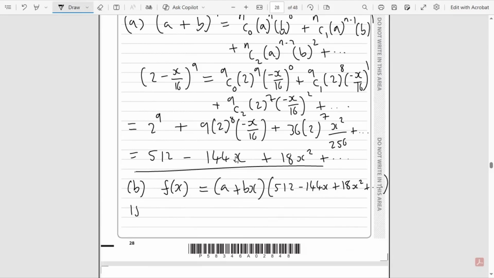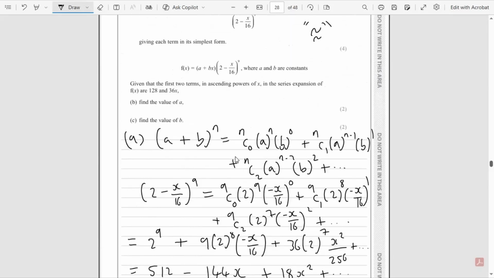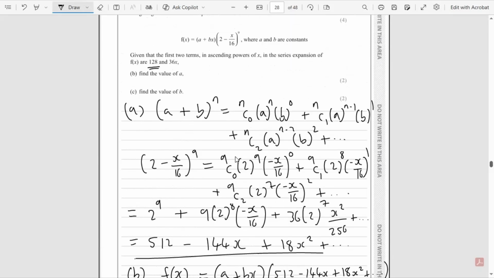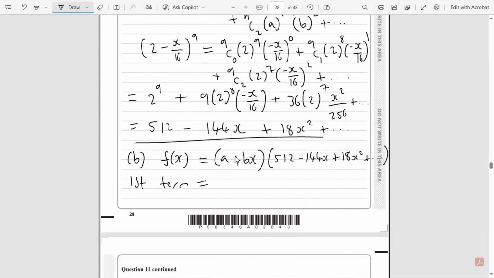Now we know the first term was given to us in the question, and that was 128. So when we expand the brackets, we need to get a constant term of 128. If you expand the brackets in this function, how do you create a constant term? Well, there's only one way you can do that. It is a times 512. So 128 must be equal to 512 multiplied by a. Therefore, a must be 128 divided by 512, which on my calculator gives me 0.25, so a quarter. So we know that a must be 1/4. Great, so that's part B done.